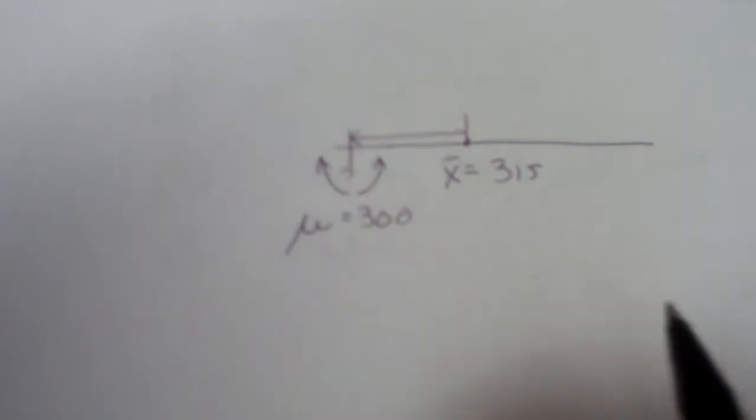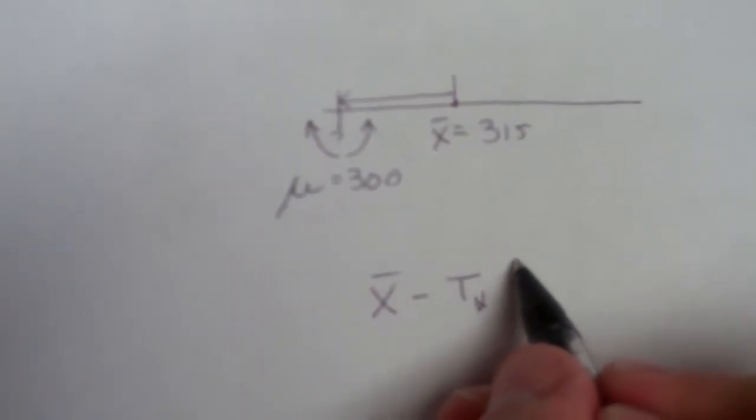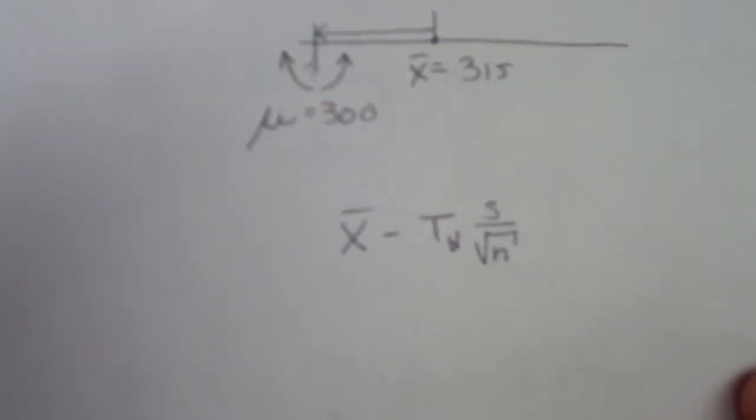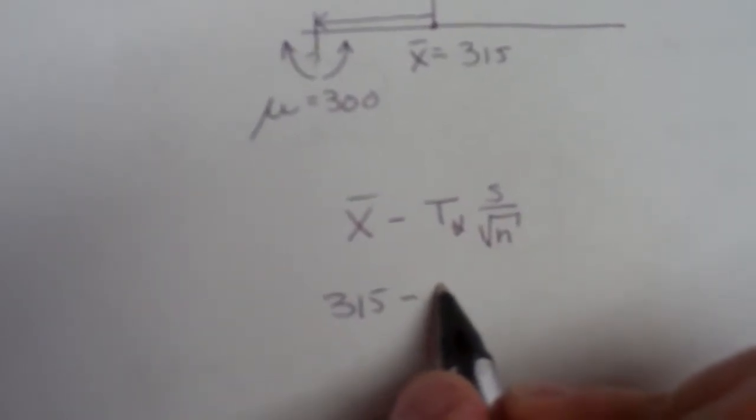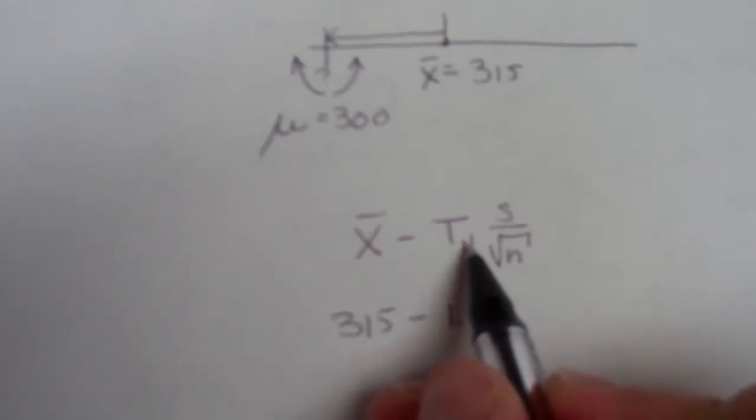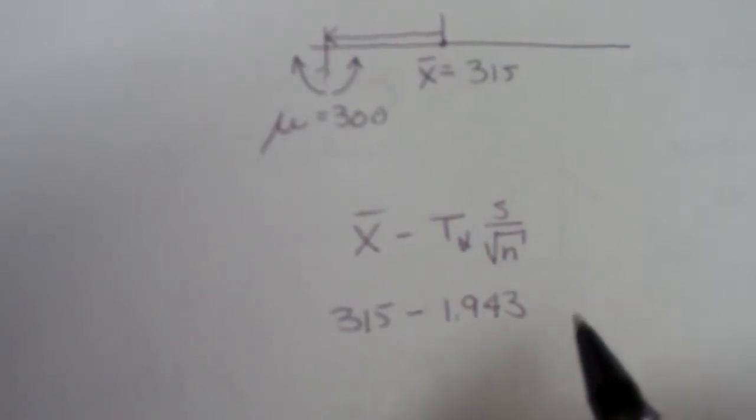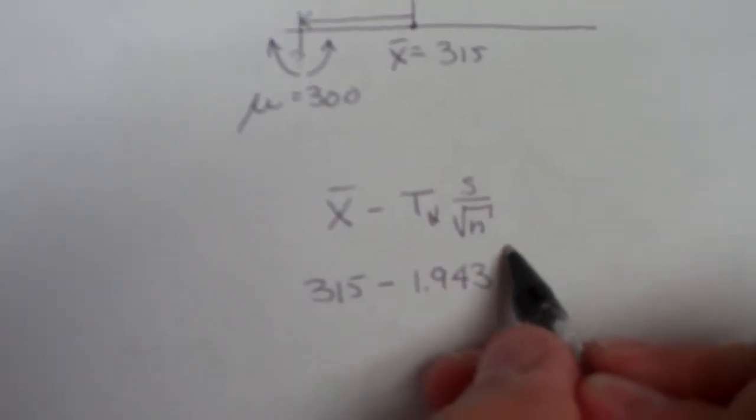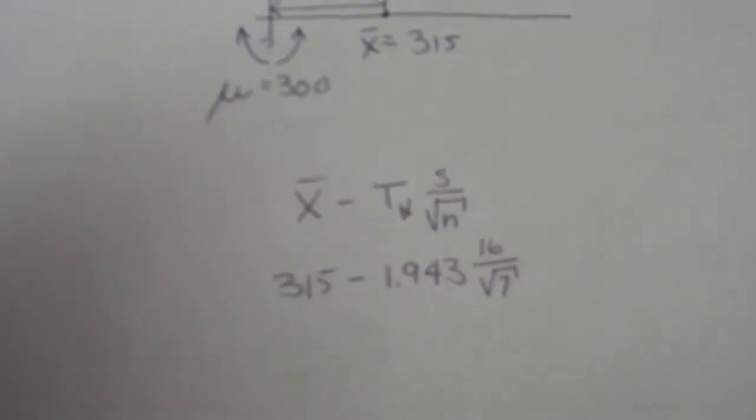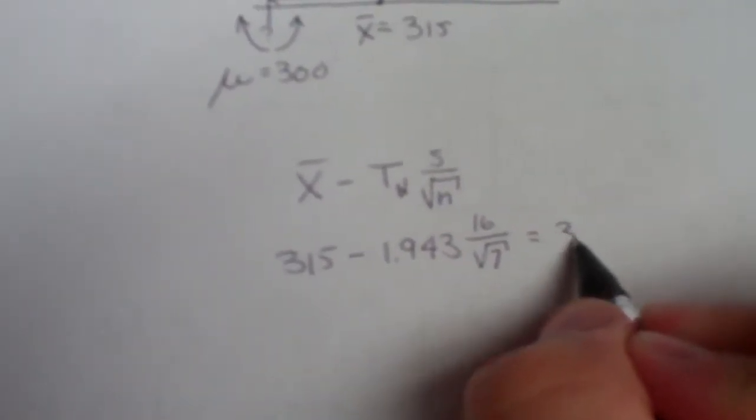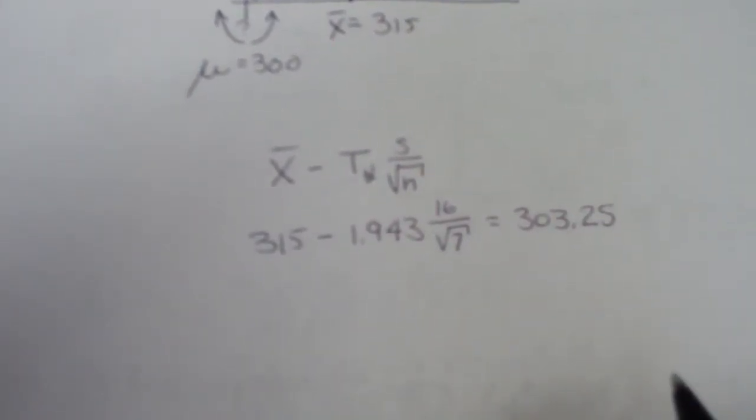So we're going to calculate this lower bound. We're going to use t again, and we'll see the same parameters we used in conducting our hypothesis test. 315 is our sample mean. T with an alpha of 0.05 is the same t that we used before, the same t that we had in our hypothesis test, that was our critical value. If we calculate that out and look at the result, we see that the lower bound on mu is 303.25 watts.